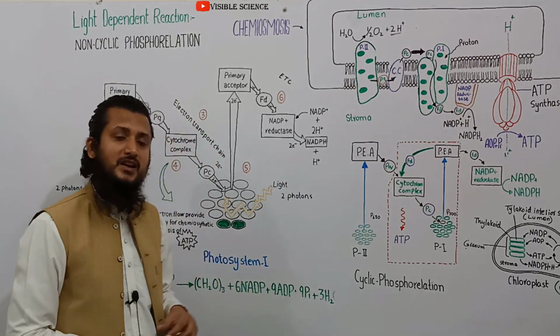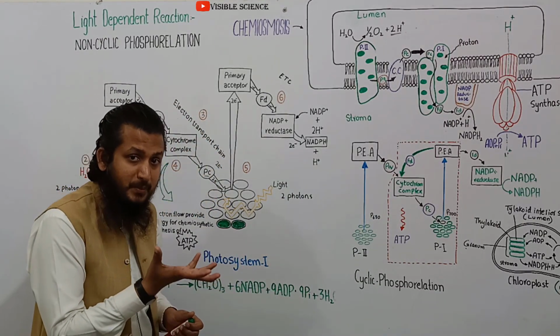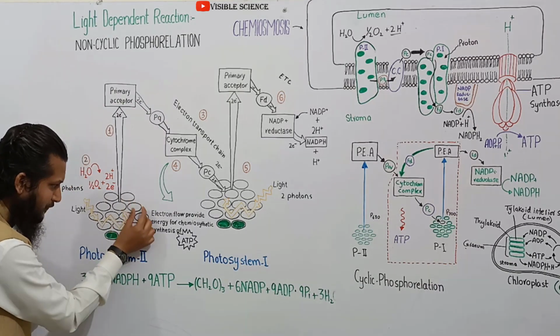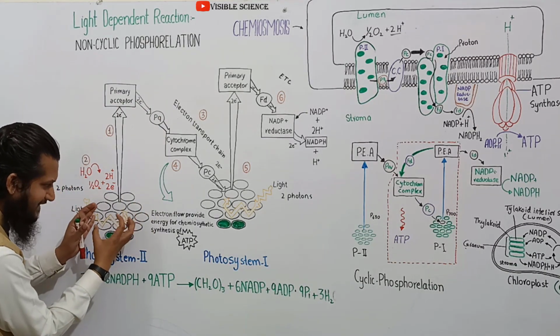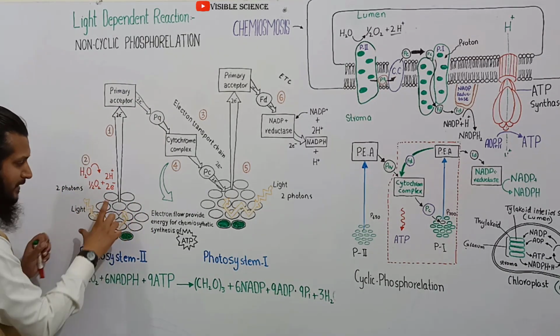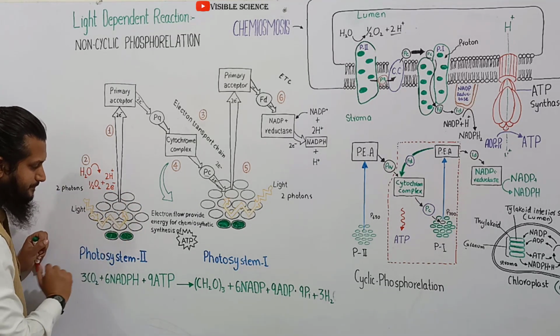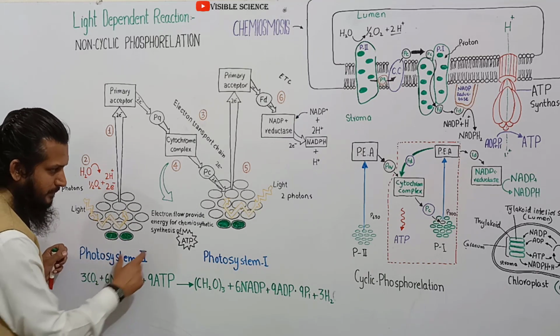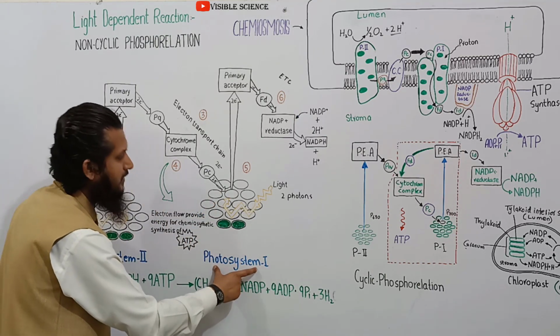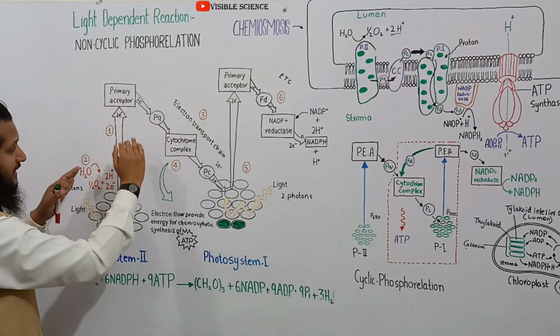And this light dependent reaction takes place in the photosynthetic pigments, and here these photosynthetic pigments are arranged in the form of cluster, and cluster of photosynthetic pigment is called photosystem. Here is the photosystem 2 and here is the photosystem 1. Now we will discuss the light dependent reaction step by step.